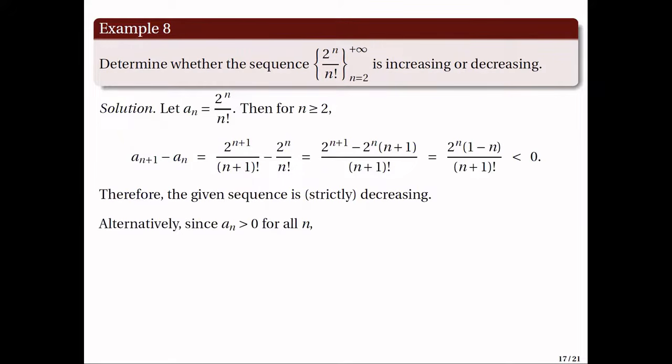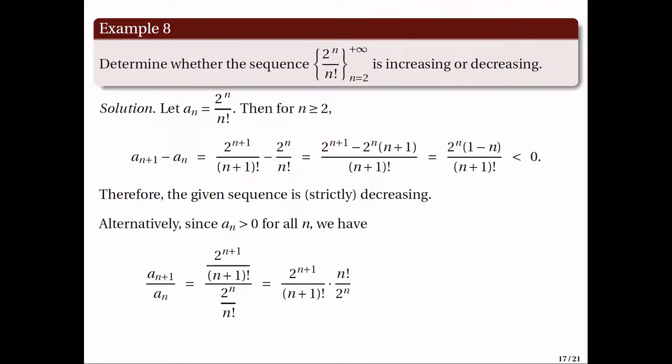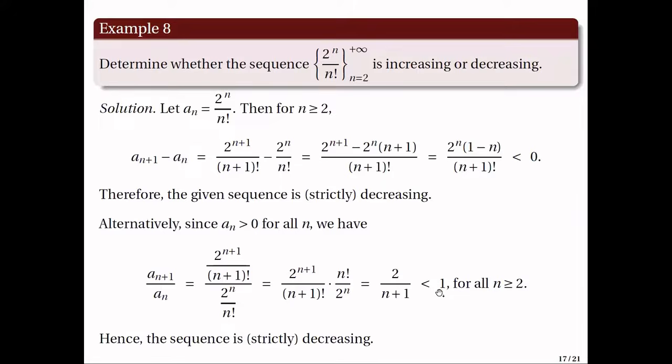Alternatively, since a sub n is greater than 0 for all values of n, we can take the ratio of the consecutive terms. We have 2 raised to n plus 1 over n plus 1 factorial all over 2 raised to n over n factorial. And we can write this in the following manner. Simplifying this, canceling the common factors, will give us 2 over n plus 1. And we know that 2 over n plus 1 is less than 1 since n is greater than or equal to 2. The denominator will always be greater than the numerator, which means this fraction is strictly less than 1. Hence, we have the same conclusion.